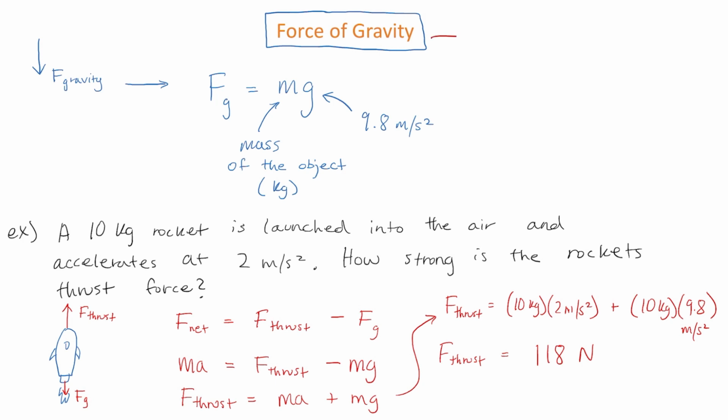And now to summarize, what you learned is that the force of gravity can be calculated using this equation, which states that the force of gravity is equal to the mass of the object times the acceleration due to gravity.